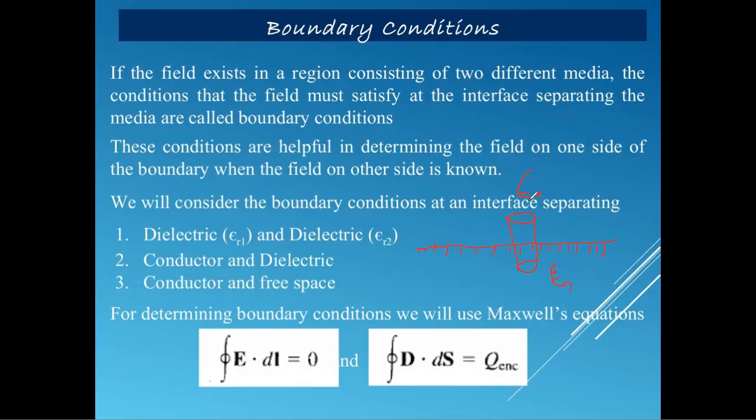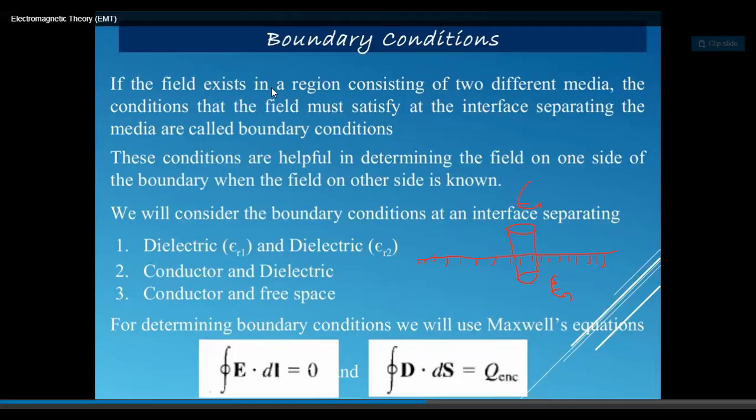Then you can ask what the possible varieties of the boundary separation could be. One is as I have drawn, epsilon 1 or epsilon r1, epsilon r2. Another possibility is that the upper one is a conductor and the lower one is a dielectric. So the two media can be a conductor and a dielectric. And the third is that one can be a conductor and the other a free space. From here, we have to understand the things.